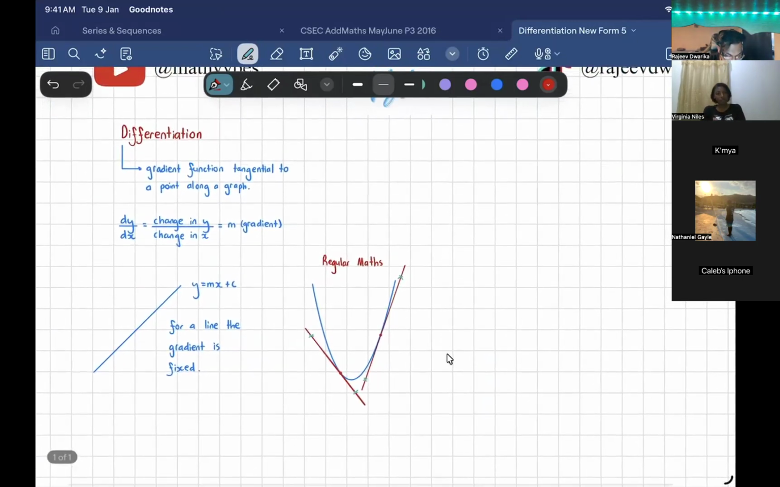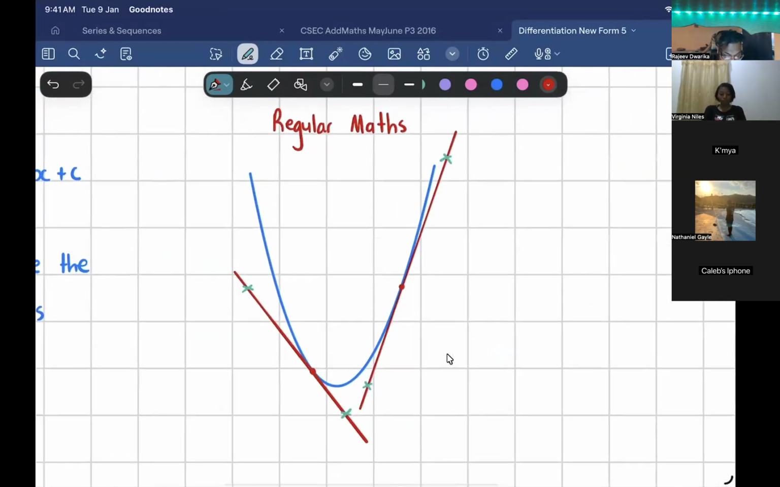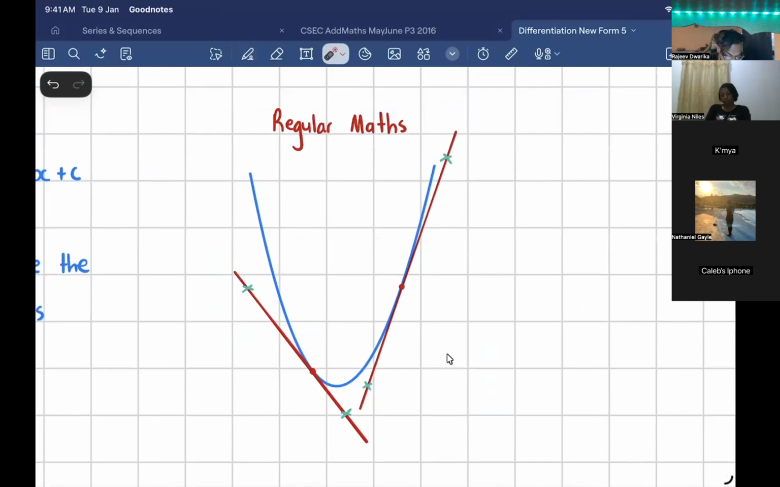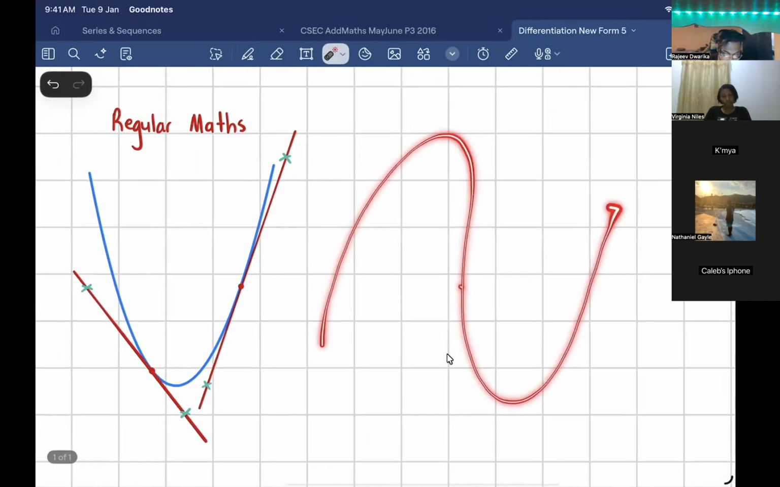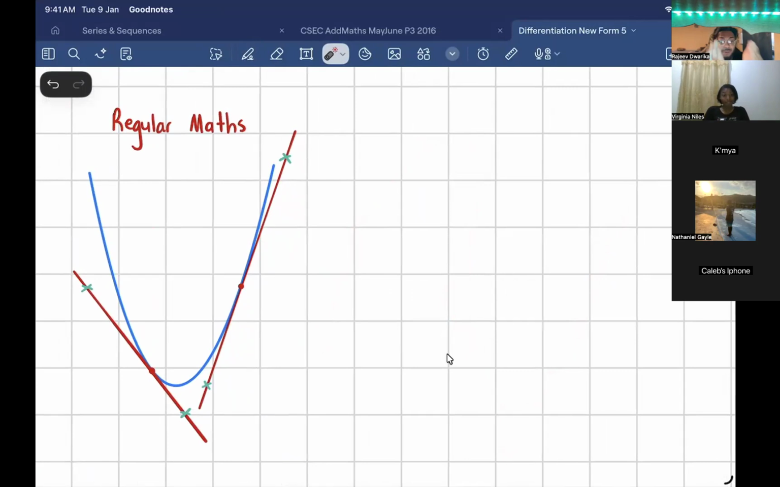So here I was saying, wouldn't it be easier if we didn't have to draw a tangent at a point every single time we wanted to find a gradient? Imagine you get a graph like this and they tell you to find gradients. It's just kind of annoying. Every time you want to find a gradient, we're going to draw a graph. Nah, there must be an easier way to do this.